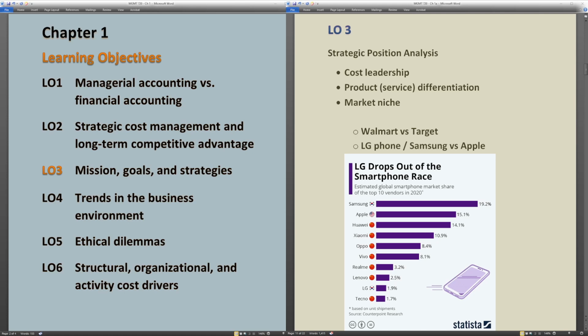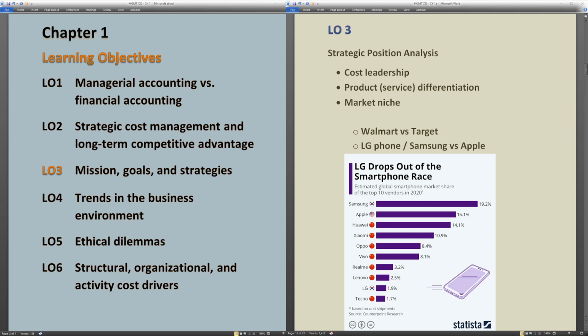There are other ways to differentiate your product or service, and I'll just mention I put service here, and if in the future I only put the word product, just think of product as product or service, because I think services can be quote unquote products, but here typically they think of products as physical products. So LG phones, and of course LG has dropped out of the smartphone race. You can see from this graphic here that Samsung is the biggest supplier of smartphones. Number 2 is Apple. Then look at all of these from China: Huawei, Xiaomi, Oppo, Vivo, Realme, Lenovo.